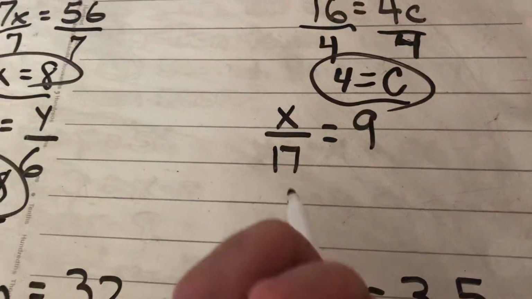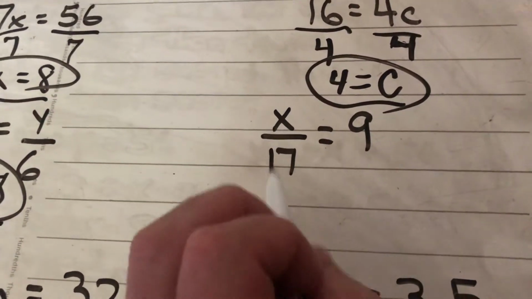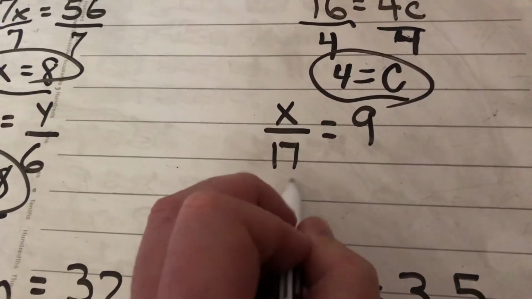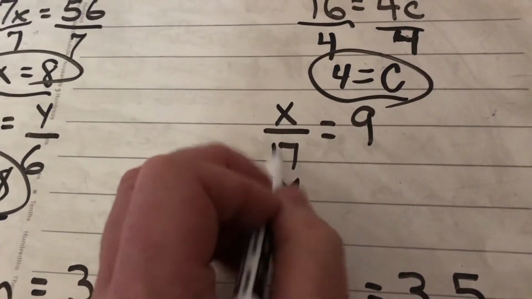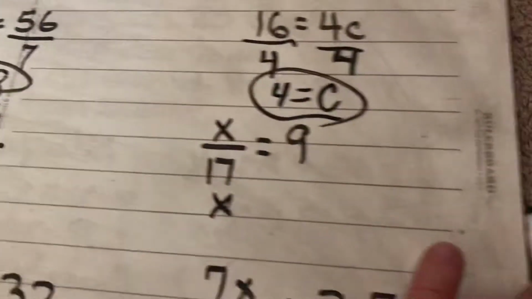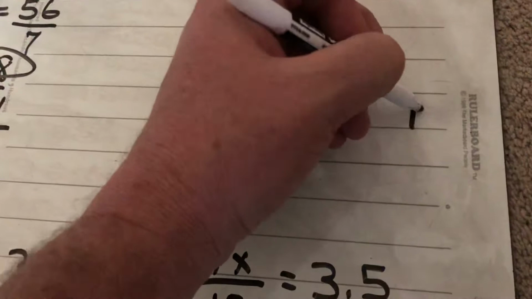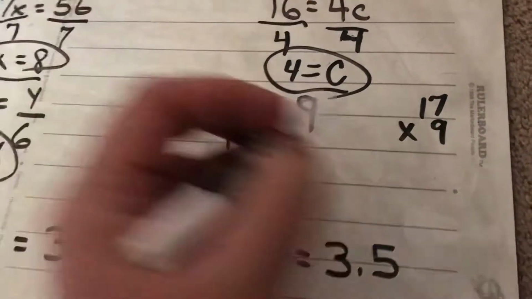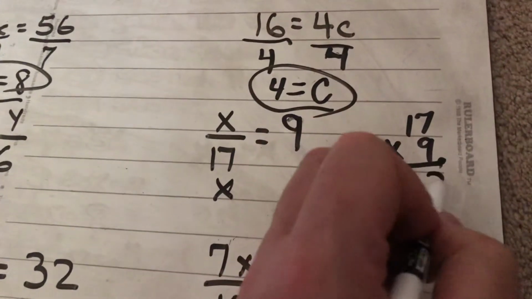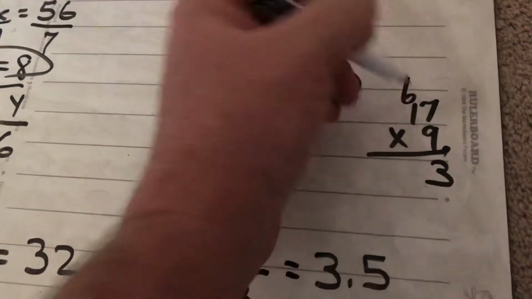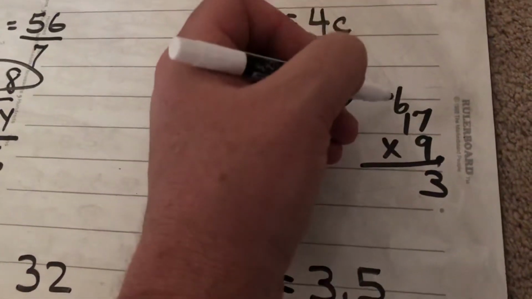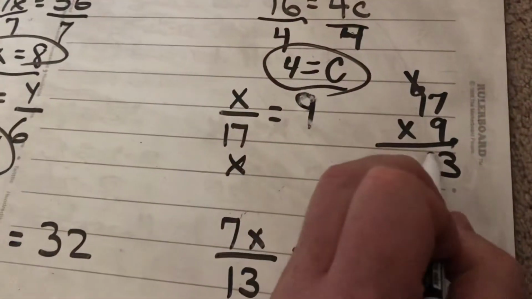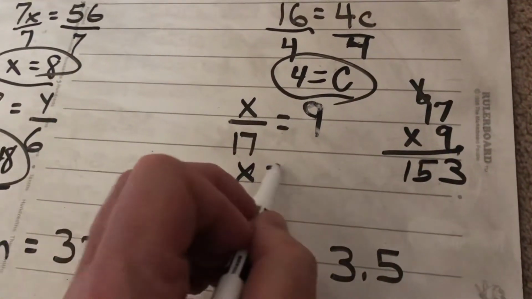x over 17 equals 9. Well, once again, because this is a division problem, I multiply everything by 17. When I multiply this side by 17, I'm left with x. So I come over here and do 17 times 9. 9 times 7 is 63. Put the 3 down, carry the 6. 9 times 1 is 9, plus the 6 is 15.